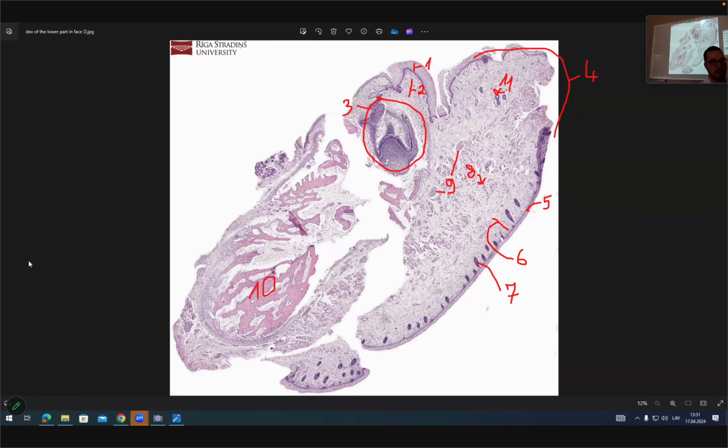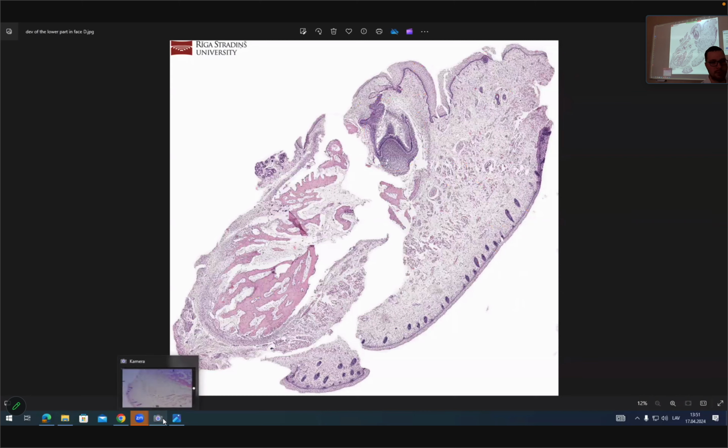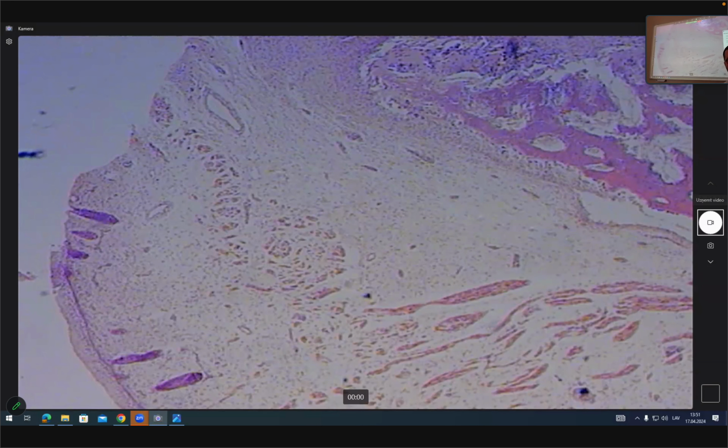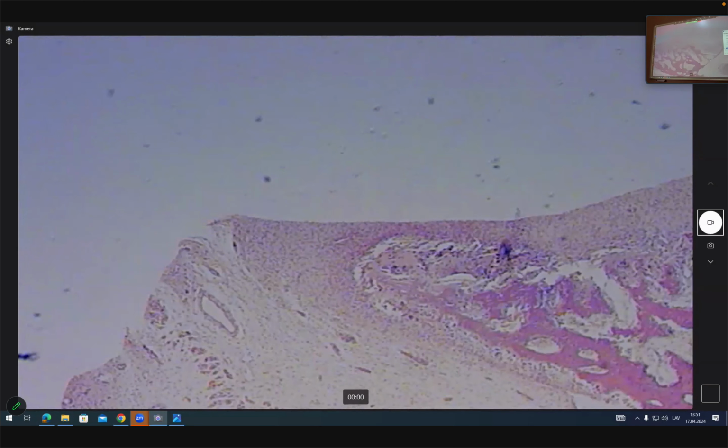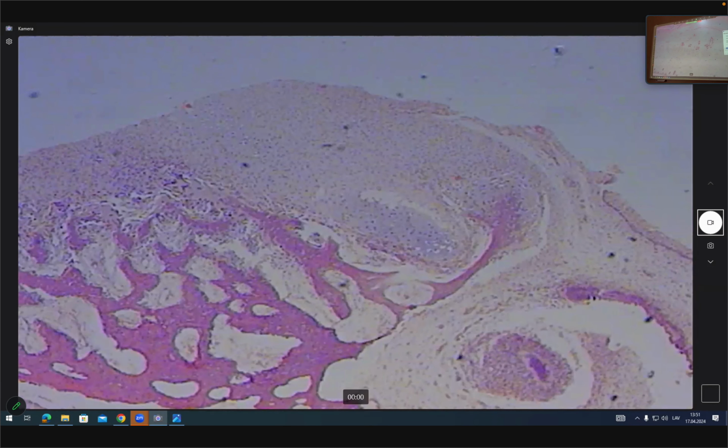I will be super brief in the microscope because we still have the adrenal gland and I don't want you to stay after the class. I will very quickly show the microscope. I want to emphasize that there are many structures, but basically, again, the slide is big.